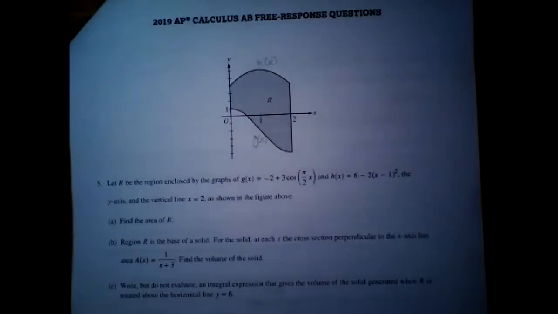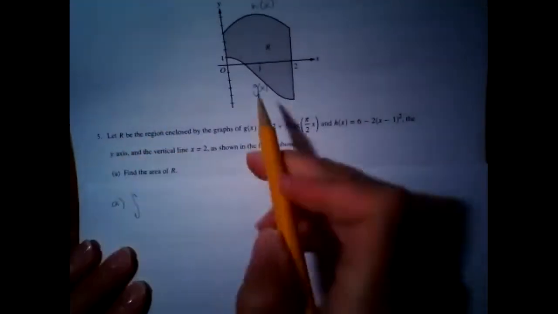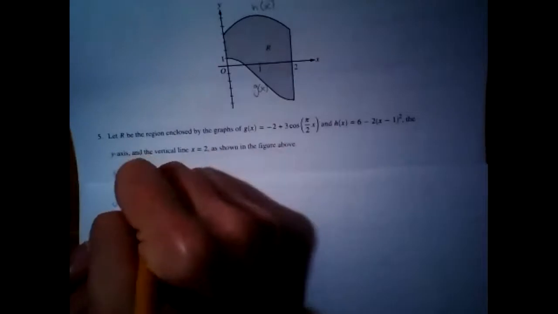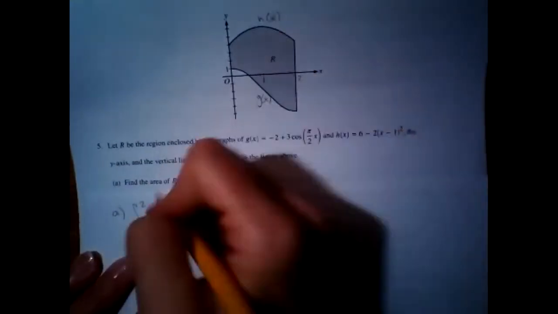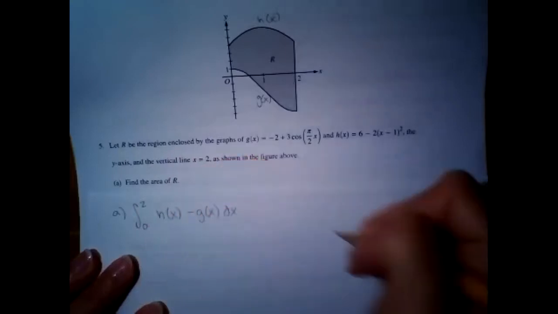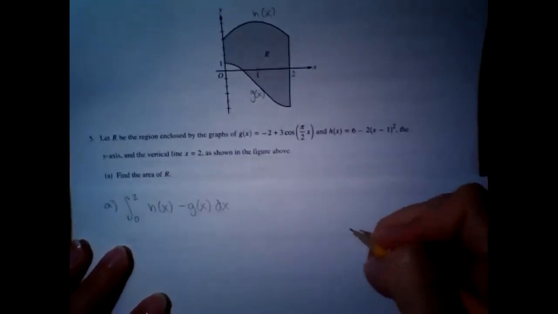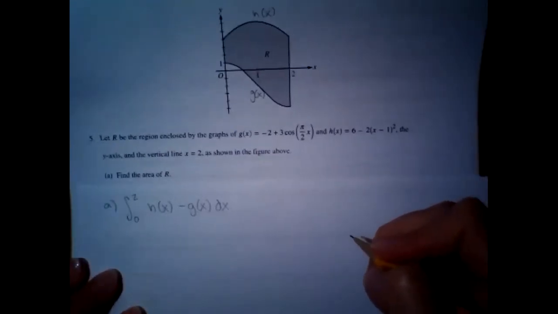All right, so let me get out another piece of paper here. Find the area of R. All right, so that is going to be the integral from 0 to 2, and then it's upper graph minus lower graph. So h of x minus g of x dx. Now this is non-calculator, so you can't just put that in your calculator and get an answer. We're going to have to actually do this by hand. So part A is the part that has a lot of work.